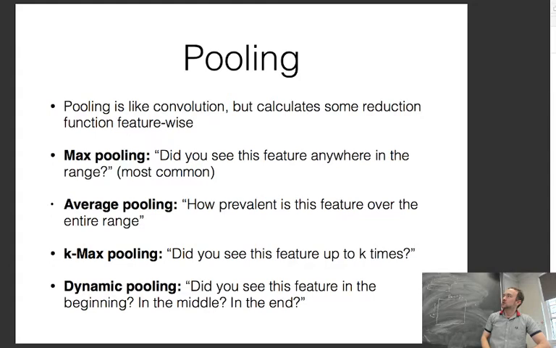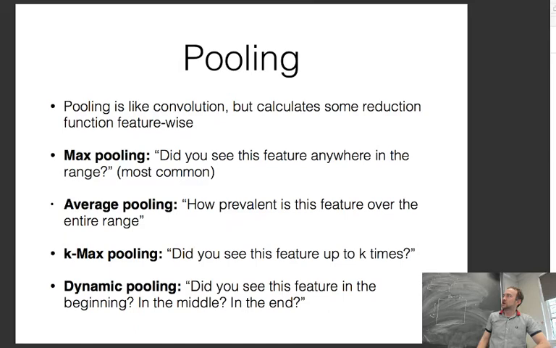Average pooling, on the other hand, is how prevalent the feature is over the entire sentence. This might be good if you're doing something like topic modeling, or you want to predict the topic of a sentence. There, if you only see an n-gram once, it might be less informative than if you see it multiple times. So there, averaging might be a better choice.